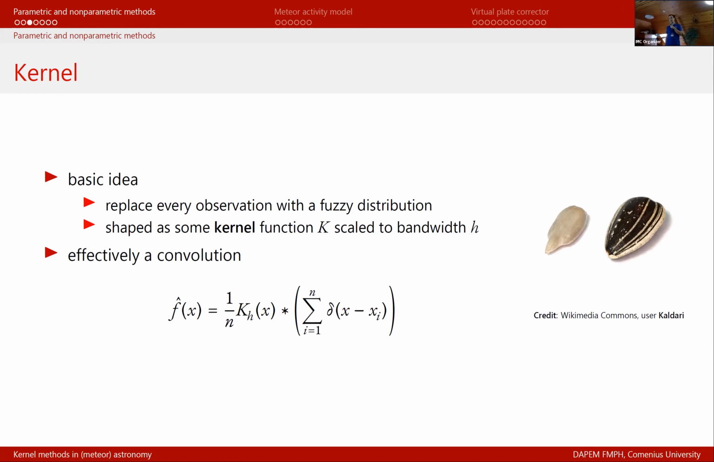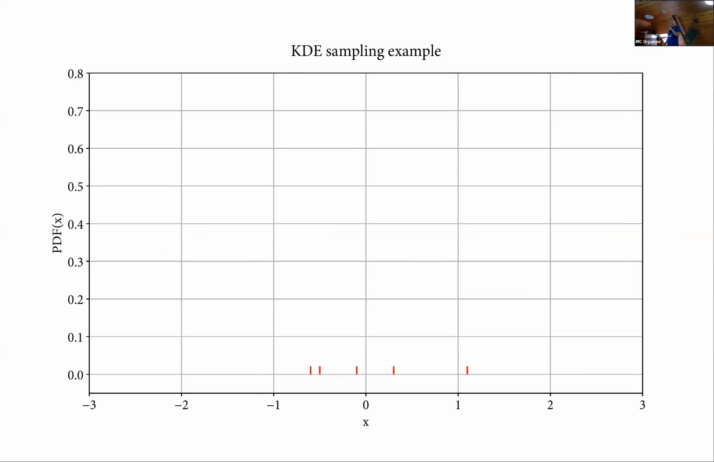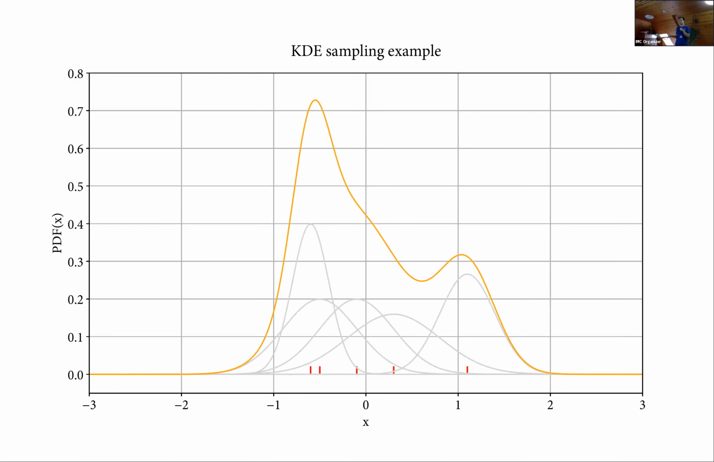So with kernel, the basic idea is it's not the sunflower kernel. The basic idea here is to replace every observation with a fuzzy version of the function, which is shaped as some kernel function, usually a normal distribution or something like that, scaled to some predetermined bandwidth h. Effectively, in kernel density estimation, this is a convolution. I will not go into mathematical details. The example here is simple. We have here 5 data points. We replace each of them with a normal distribution and sum them up. Suddenly, we have a compound distribution that should describe our estimate of the original distribution from which these data were sampled.